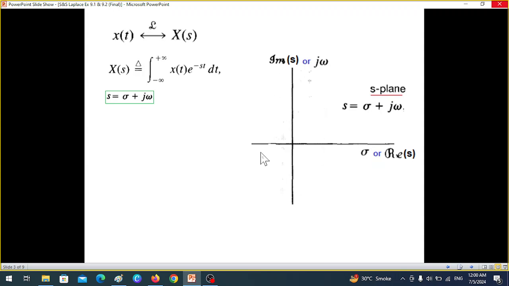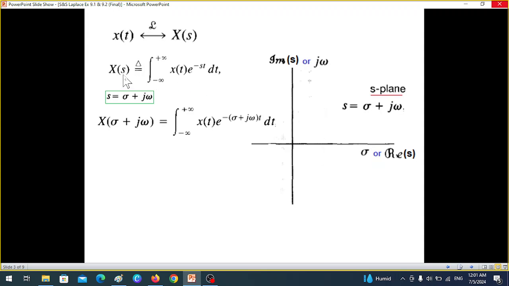And we use this type of a graph for plotting. The horizontal axis represents sigma, or we can also say it represents the real part of s. And the other axis, the vertical axis, represents the imaginary part of s, or j omega. So j omega, the imaginary part, is on the vertical axis, and the horizontal axis is the real part of s, or sigma.